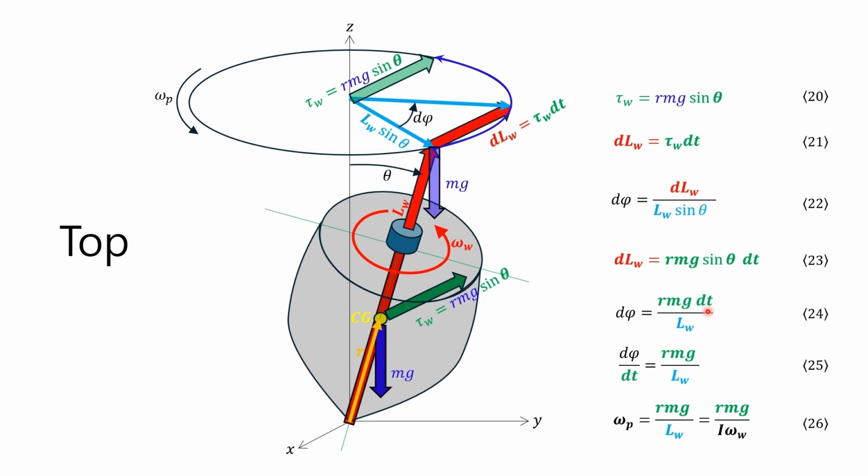If dt of equation 24 is moved to the left side and rewritten, equation 25 can be obtained. The left side of equation 25 represents the precession angular velocity. Therefore, equation 26 can be finally obtained. In equation 26, omega p represents the precession angular velocity of the top. You can see that all the equations here are identical to the equations for the gyroscope derived earlier.